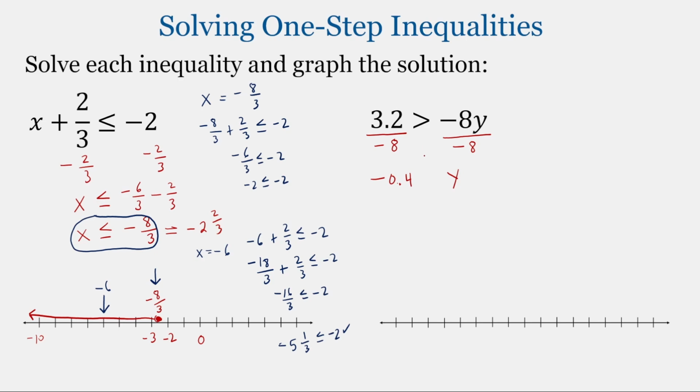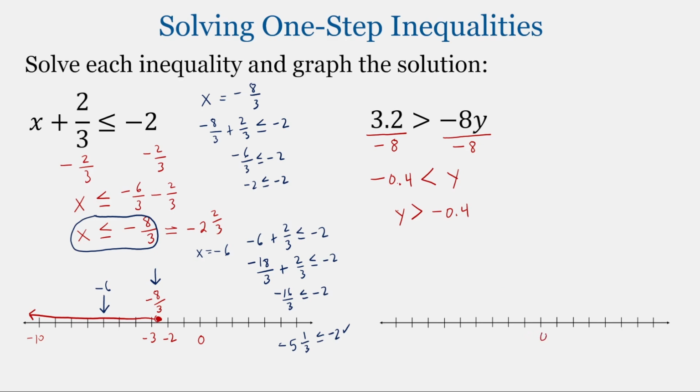We divided by a negative, so we will switch the direction of the inequality symbol. We'll rewrite this inequality with the variable on the left, so we get y greater than -0.4. We can define the length of these ticks to anything we want. So we have -0.4, that's between 0 and -1.